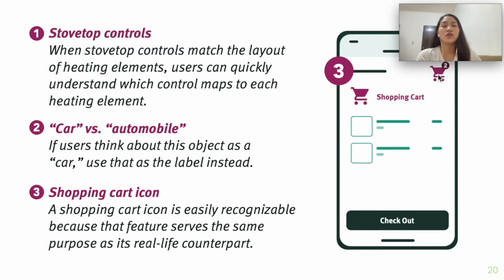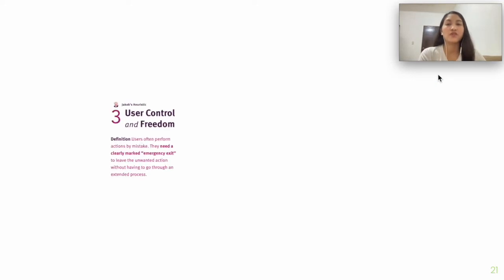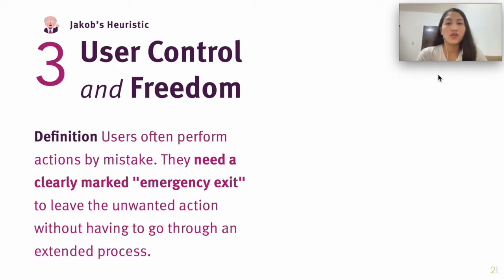Okay, so that's for our second heuristic, the match between the system and the real world. Now let's proceed to the third. The third is the user control and freedom. So anong ibig sabihin nito? Minsan, yung mga users, they perform actions by mistake. So if that is the case, they need a clearly marked emergency exit to leave the unwanted action without having to go through an extended process.